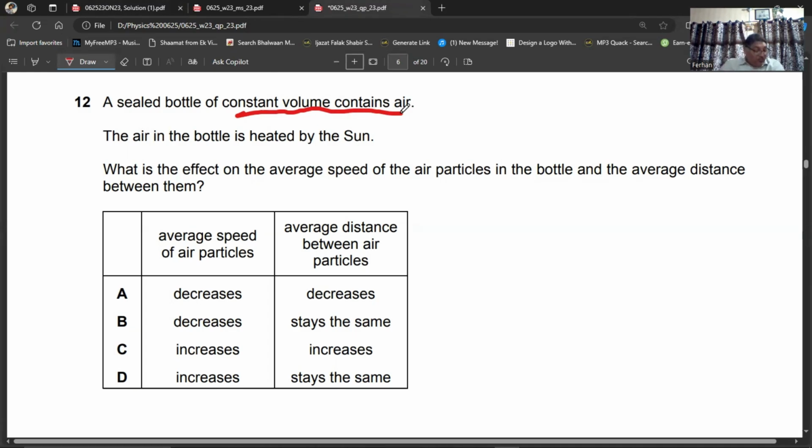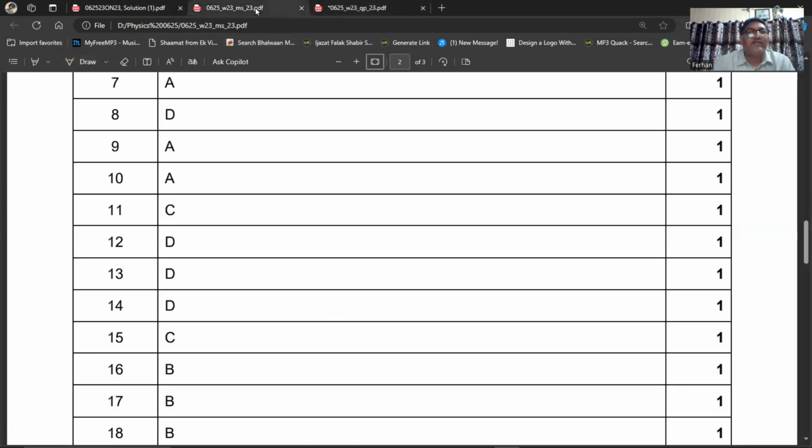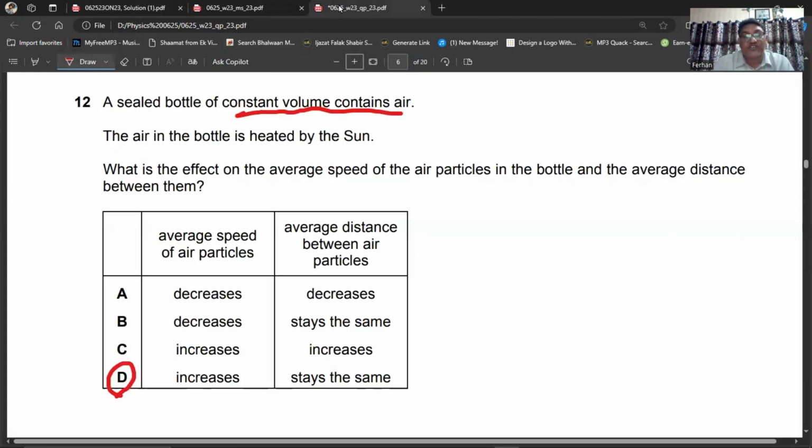So it is heated. When you heat it, the volume is constant. So the kinetic energy, the particle speed, will definitely increase. But the distance between the air particles will remain the same. Increase and stays the same. So I think D is the right option, sir. Question number 12, D is the right option.